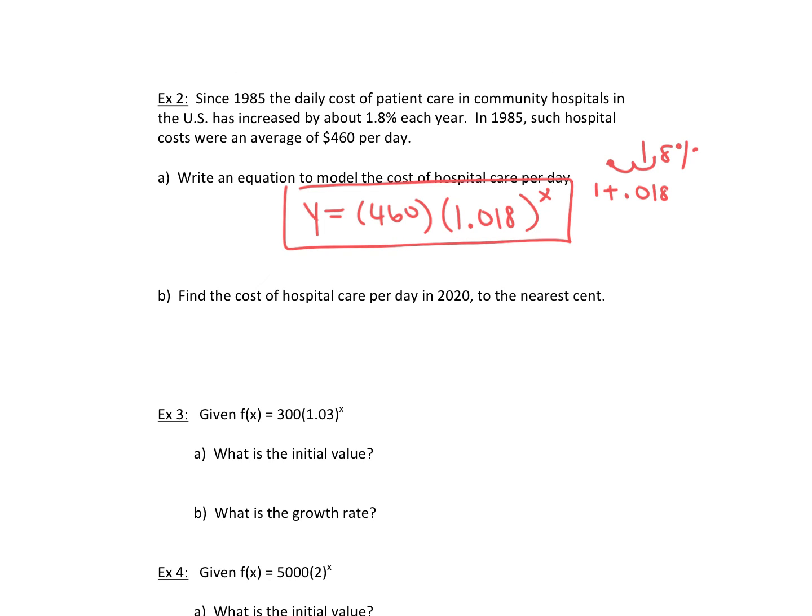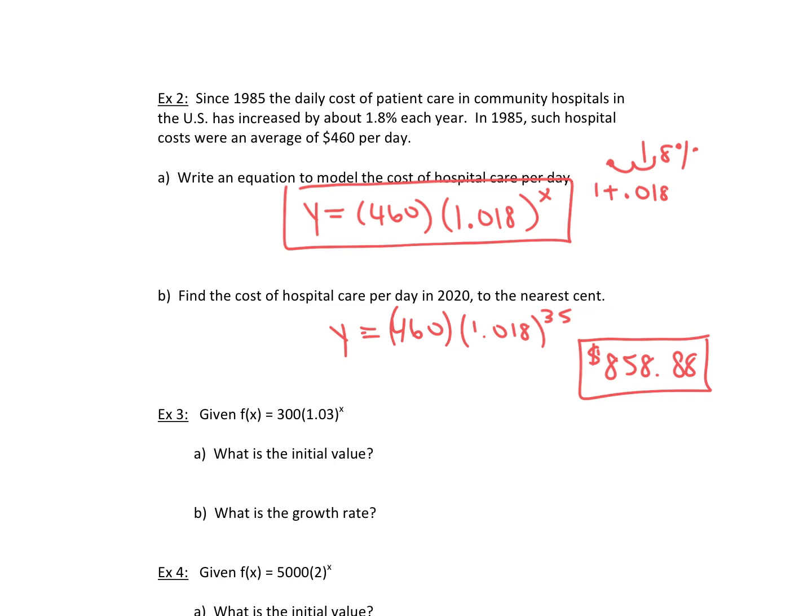Okay, and then find the cost of hospital care in 2020, so that's 35 years later. So I'm going to now use 35 as my x value. So 460 times 1.018 to the 35th power. If you plug that into your calculator, you'll have 858.875. So it's just the nearest cent, that's the nearest hundredth, so $858, and it's 87.5, so 88 cents.